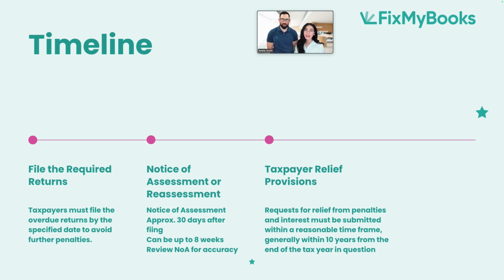But for this one, if you want the penalties and interest waived, you have up to 10 years from the end of the tax year in question to get them waived. There has to be an actual reason why the penalties and interest will be waived. You don't just get to waive them because you don't like them.